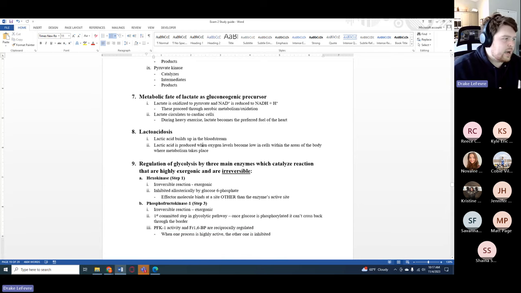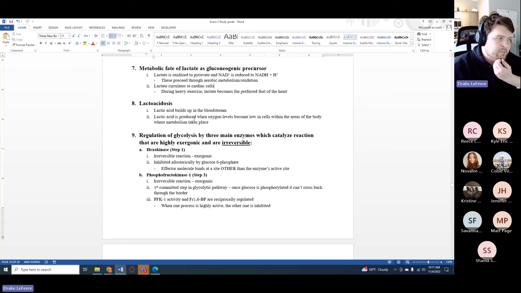There's something called lactic acidosis, which is just lactic acid building up in the bloodstream. It's produced in low oxygen levels from the cell within the areas of the body where metabolism takes place. I think he had a question on this at one point, where during heavy exercise, lactate becomes the preferred fuel of the heart. He has a pretty large bank of questions that he asks. Just over the past year that I've been tutoring biochem, I've had people tell me different things that he's asked. That's been on there, I think, once or twice.